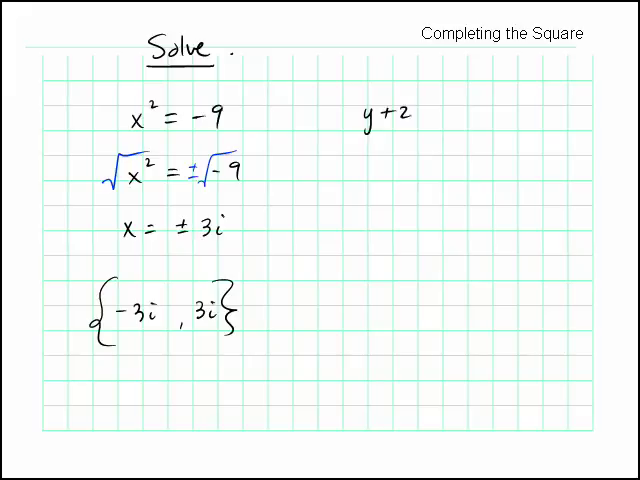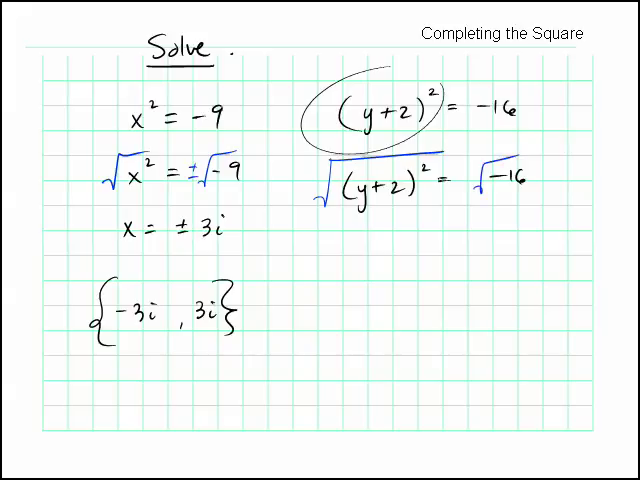Y plus 2 quantity squared equals negative 16. The square is already complete here, so I'm going to just take the square root of both sides, with a plus or minus sign there. On the left we have y plus 2 because the square root and the square cancel out. And on the right side we've got plus or minus the square root of negative 16, which is the imaginary number 4i.